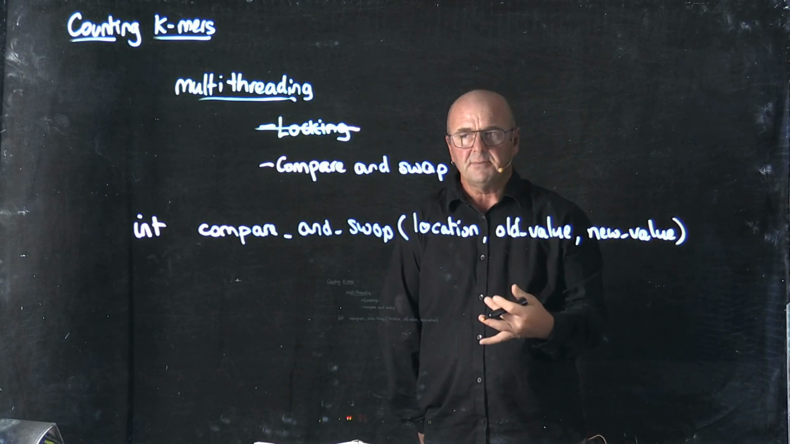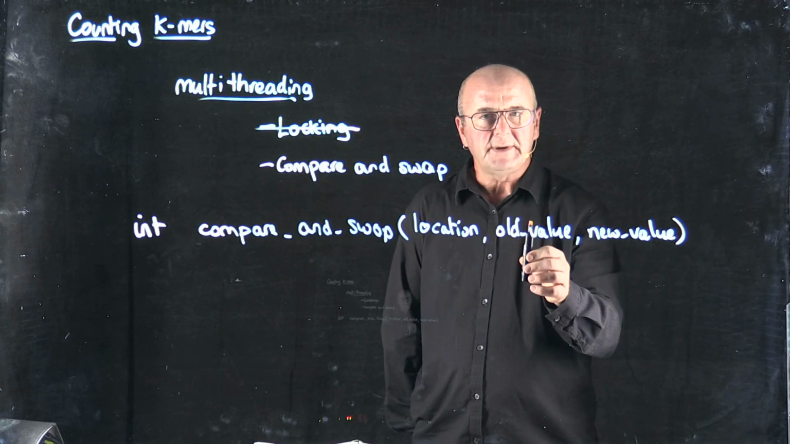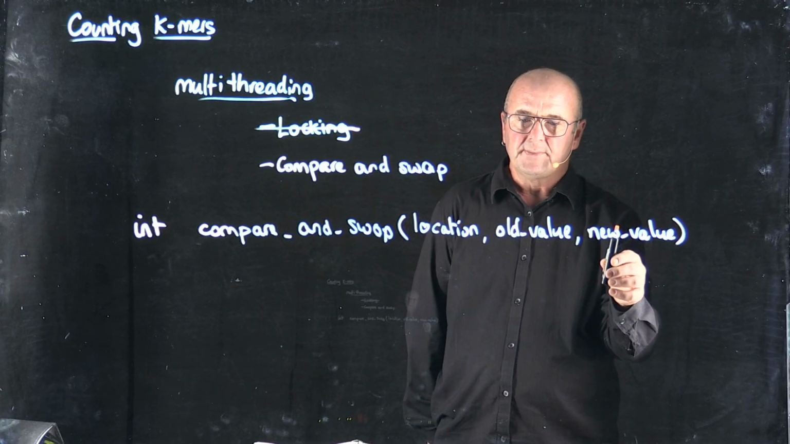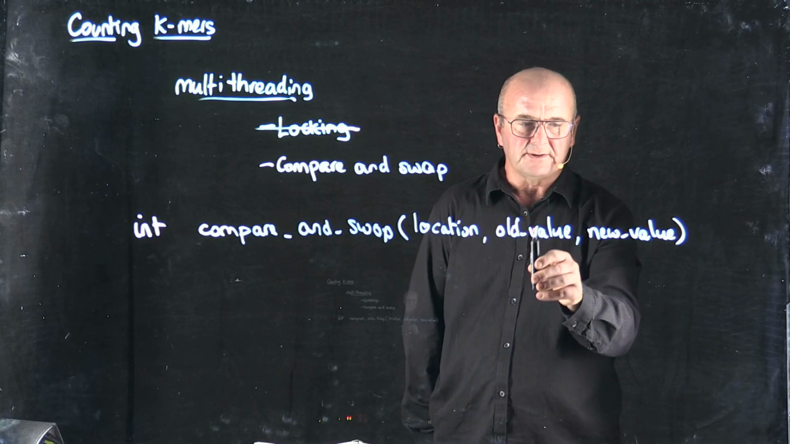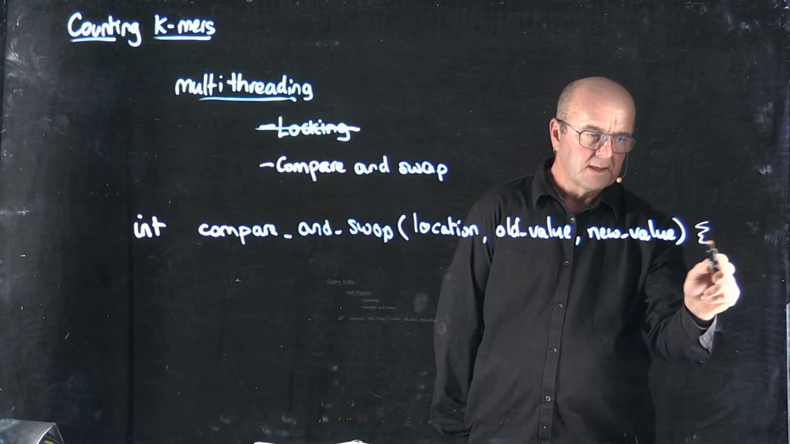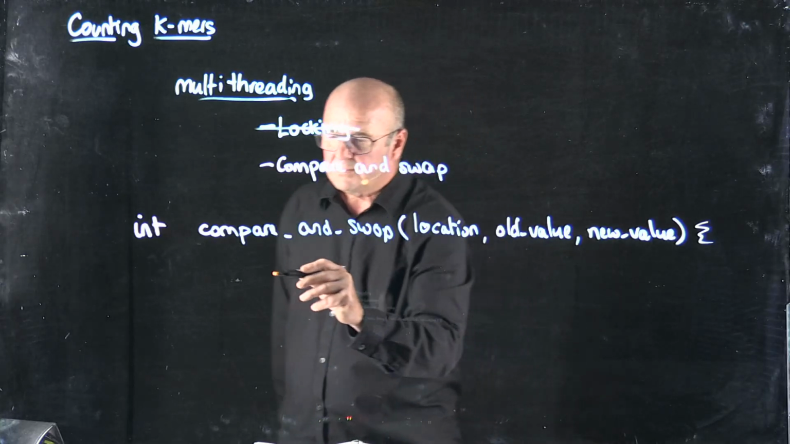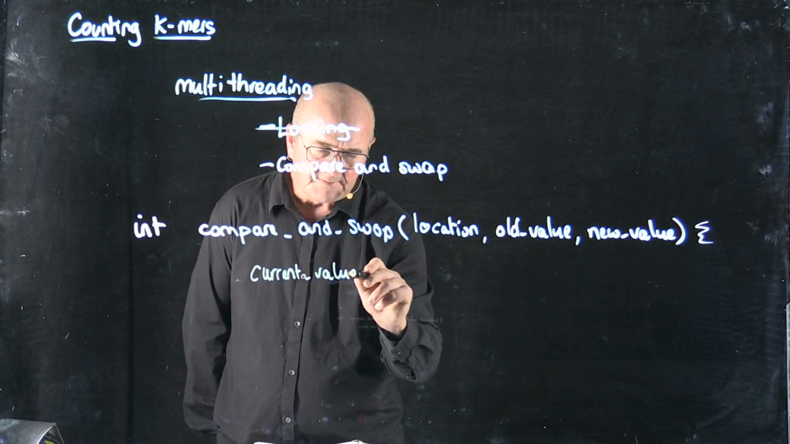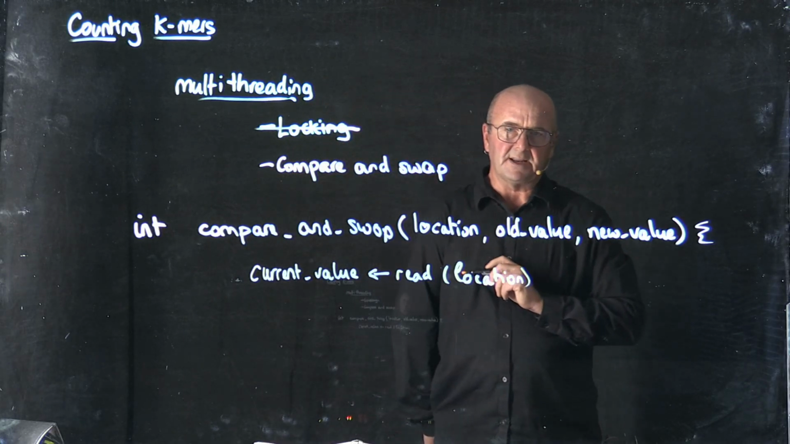And so if you're writing a counter, then basically what you do is you say, tell me the value at this location. Okay, I'm going to increment that by 1. And then I want to do a compare and swap at that location. Here's the old value plus 1. Okay? And the way that compare and swap works is we read the current value from location. So we read what the current value is.